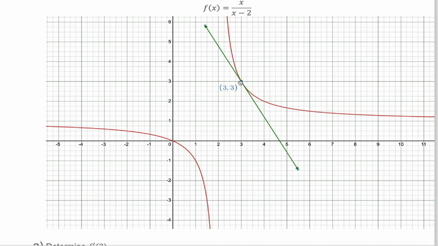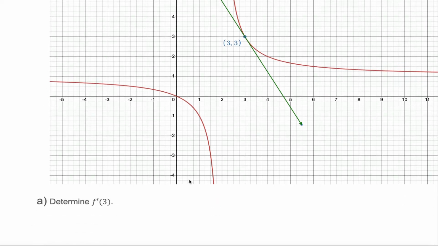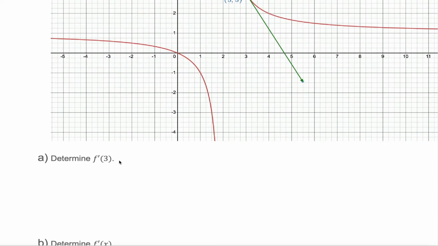Hopefully you're picturing something that looks more or less like this. What is the slope of this line in green? I don't know because I just kind of freehand sketched this tangent line. It's definitely some negative number, but what negative number? I'm not sure, like maybe -2 or so. It's hard to tell from this rough drawing, but we can figure it out exactly by using algebra. So let's do it. Let's calculate f prime of 3.